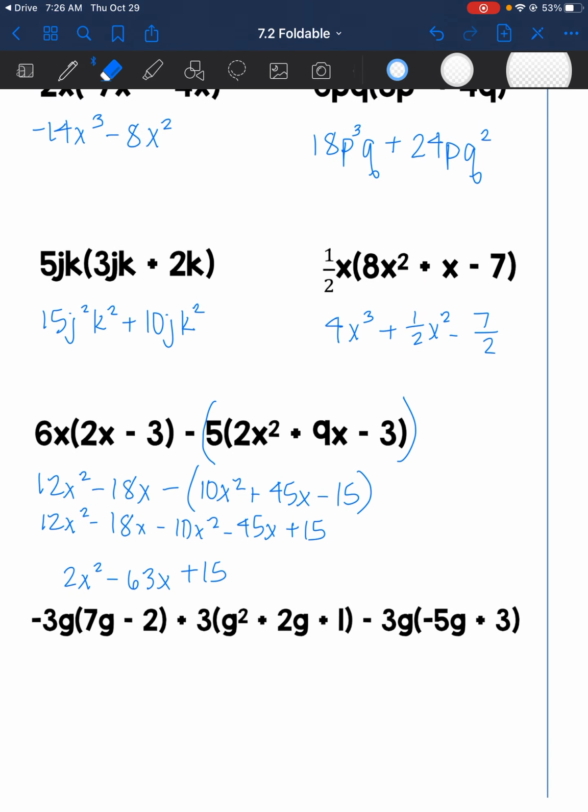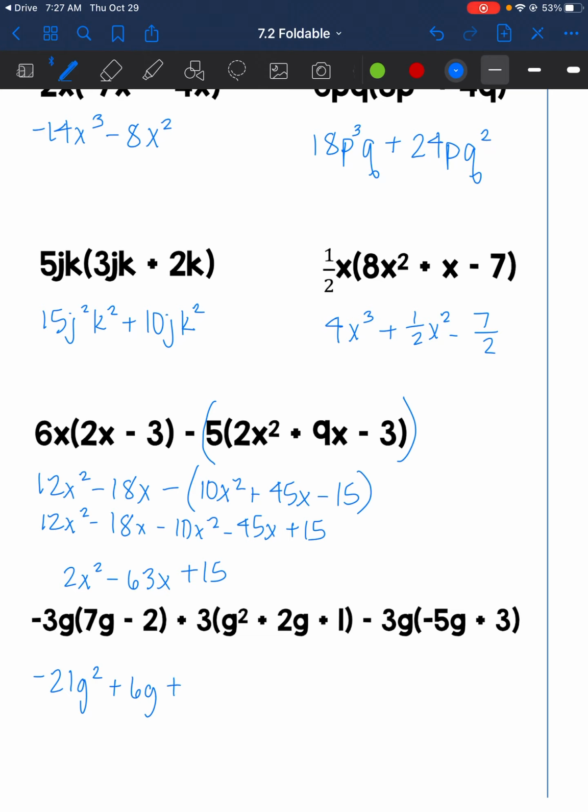All right, and this last one here, looks like there's quite a few things going on. We have a multiplication here, multiplication here, multiplication here. And remember, we always do the multiplication before we do this addition and this subtraction. Since we have this subtraction here, we're going to keep this whole polynomial in parentheses here. Okay, so let's start at the left side, distributing that negative 3g. So we have negative 21g squared plus 6g.